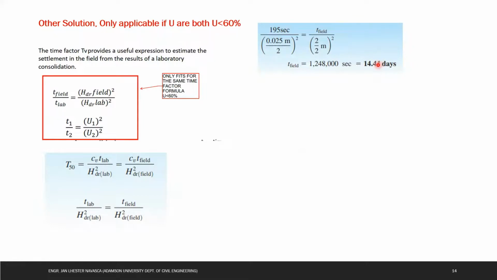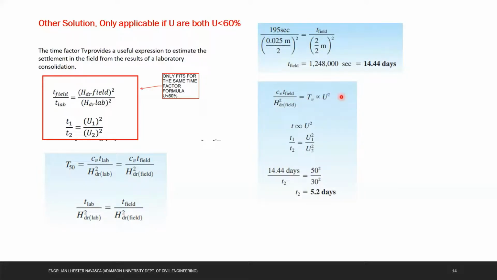However, for a different degree of consolidation, you can also use this notation. The time it takes for the specific degree of consolidation is also given by the same equation, T sub V equals C sub V times T over H sub DR squared.